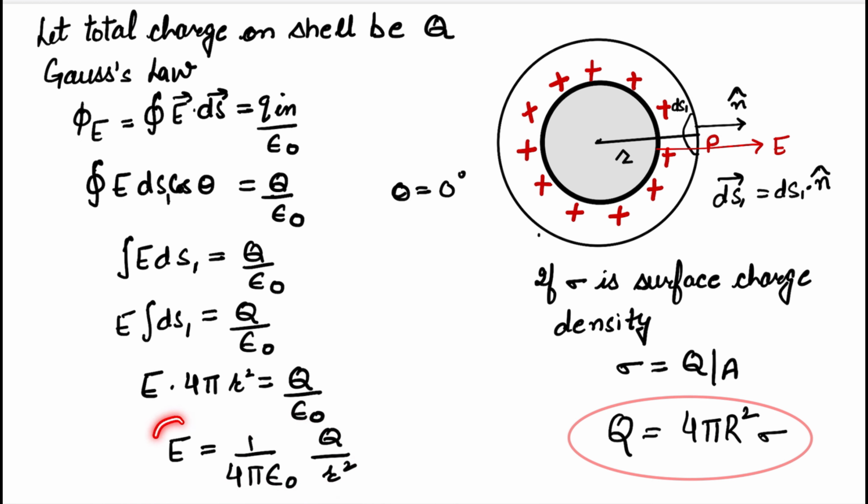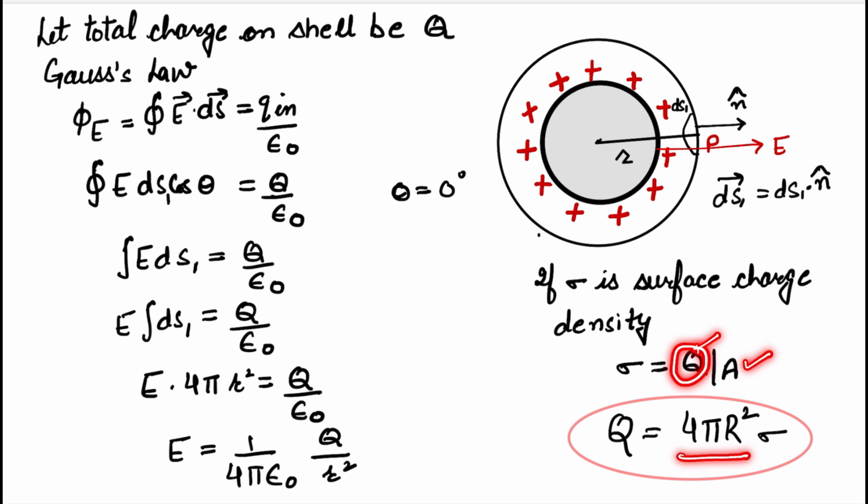As we can see, the electric field is decreasing as the distance of the observation point from the spherical shell increases. If you choose sigma to be the surface charge density, then sigma will be the ratio of the charge on the spherical shell divided by the area of the spherical shell. So the area of the spherical shell is 4 pi capital R square, because capital R represents the radius of the spherical shell.